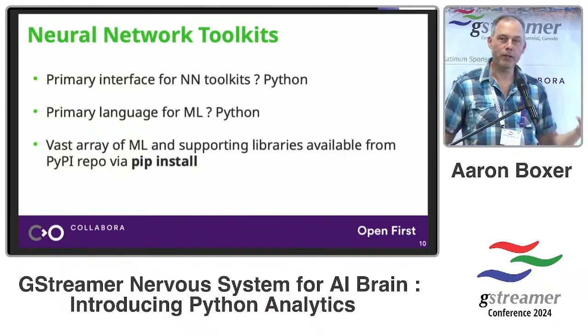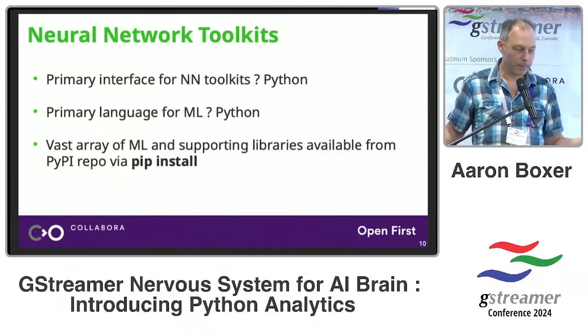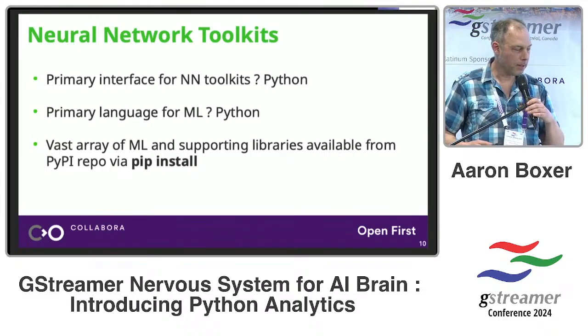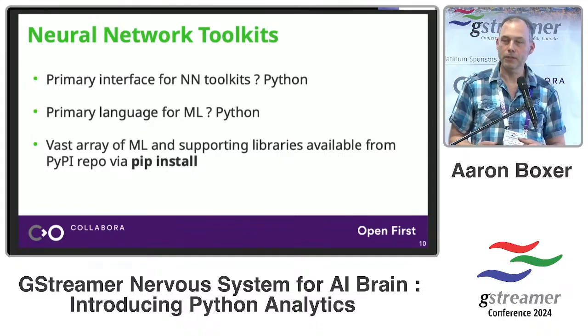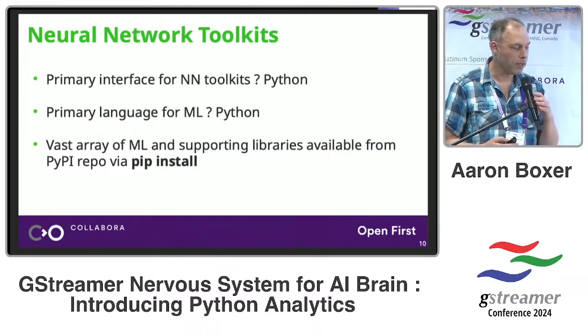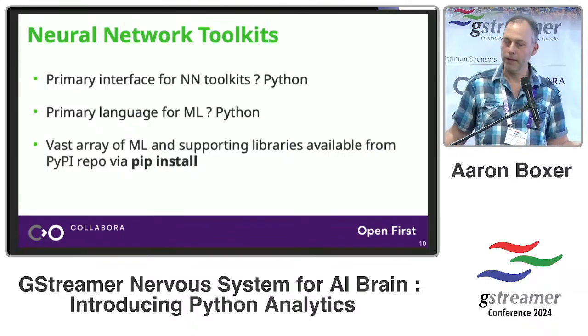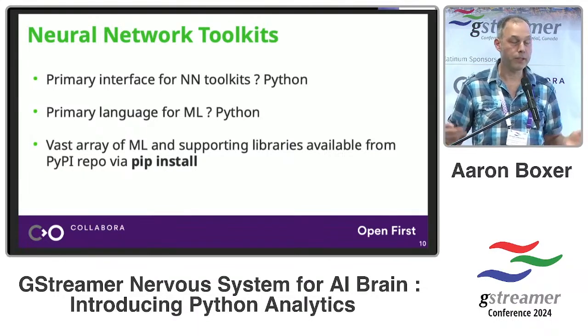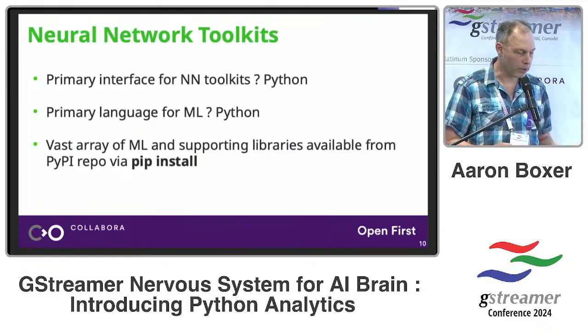And looking generally at the neural network landscape, the primary interface for these networks is Python. The primary language for machine learning is Python. And that is partly because of the repository called PyPI, which gives you access to a vast library of machine learning and non-machine learning libraries that you can just install with pip install. So it's very easy to use and very powerful, but it uses Python.